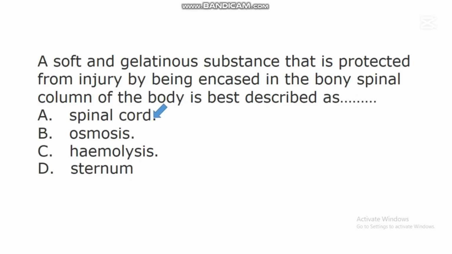A. Spinal cord. Spinal cord is a soft and gelatinous substance that is protected from injury by being encased in the bony spinal column of the body system. Studies have shown that the spinal cord is part of the central nervous system. It contains some nerve cells and it helps in transmitting impulses from one part of the body to another.